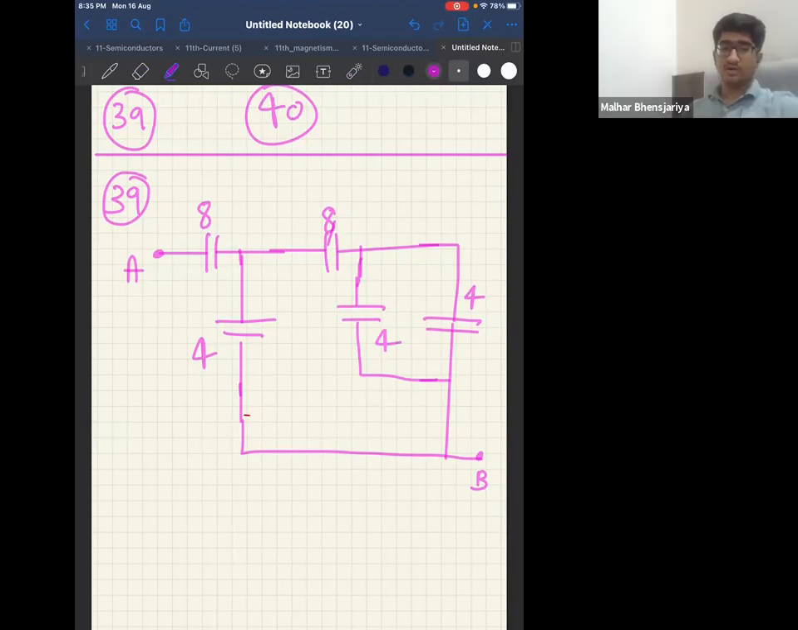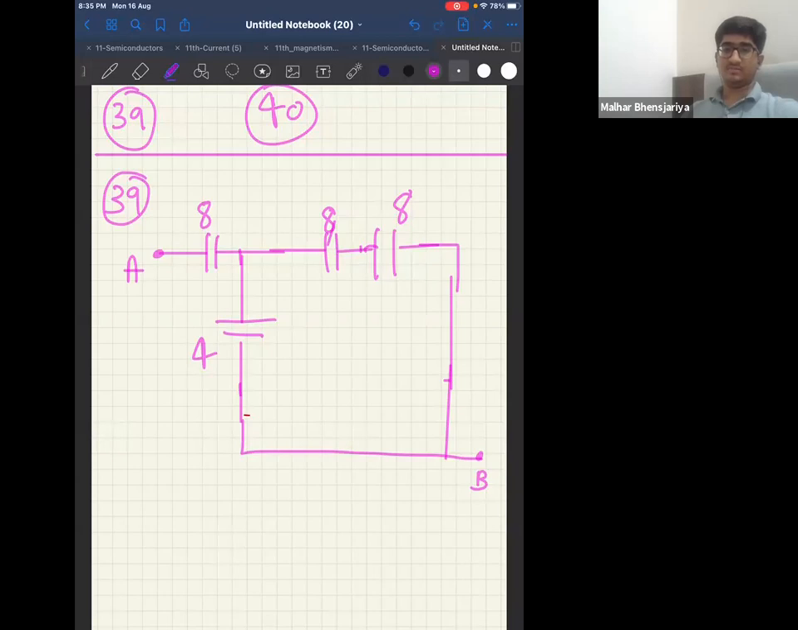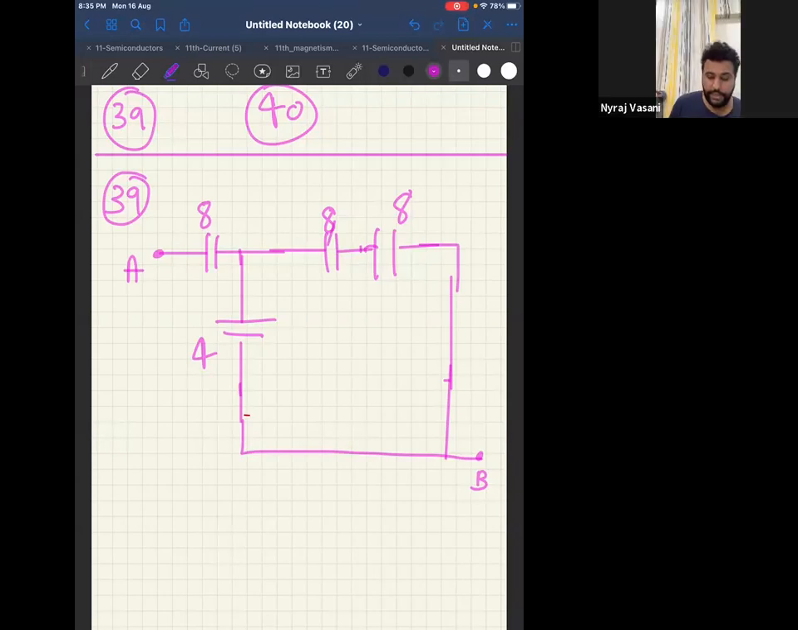4 and 4 are in parallel. 4 and 4 in parallel will give me the answer as 8. Correct? Now, 8 and 8 are in series. If I erase this, 8 and 8 in series will be 4.